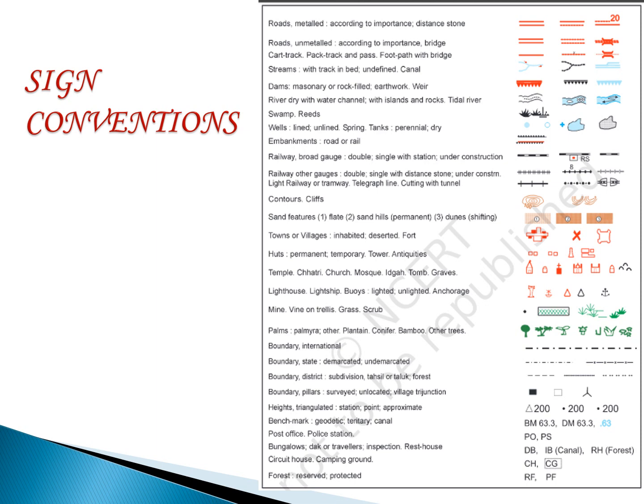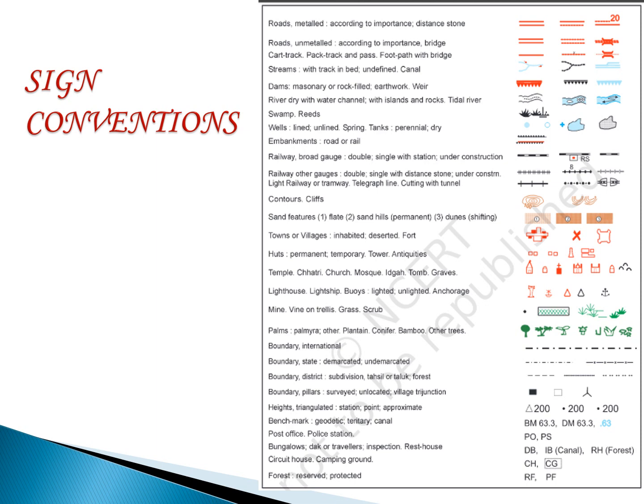Then to represent the heights, triangular stations or points or approximate height is shown like this. So like this you can see different sign conventions which are given on the map. So wherever you find any particular symbol, you can find very easily what that symbol represents in the sign conventions given here on the map.